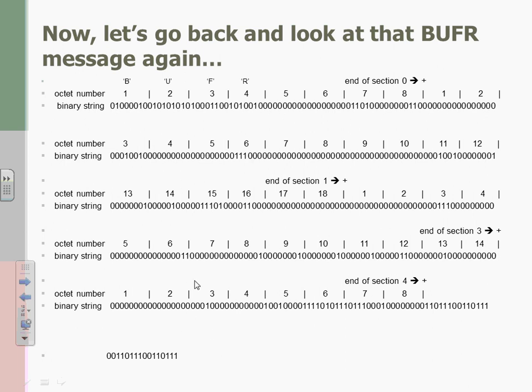So this is a small example. There are only 8 octets in section 4, but after the description section, it is followed by the real data section 4.